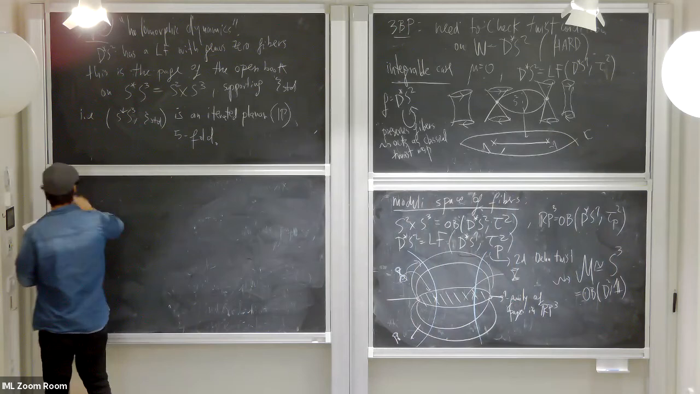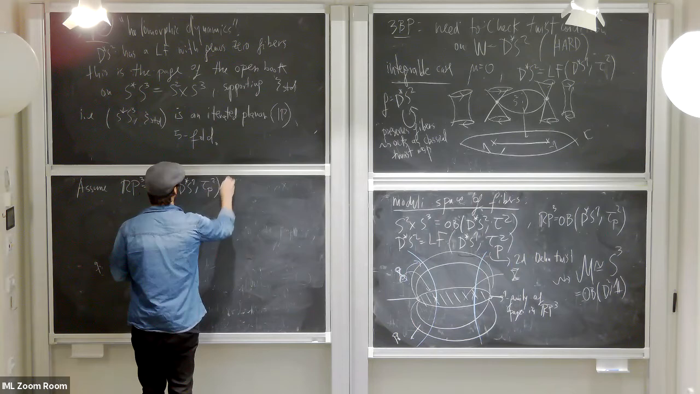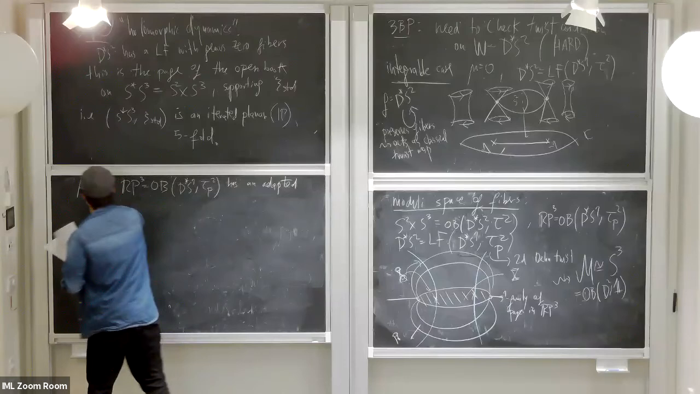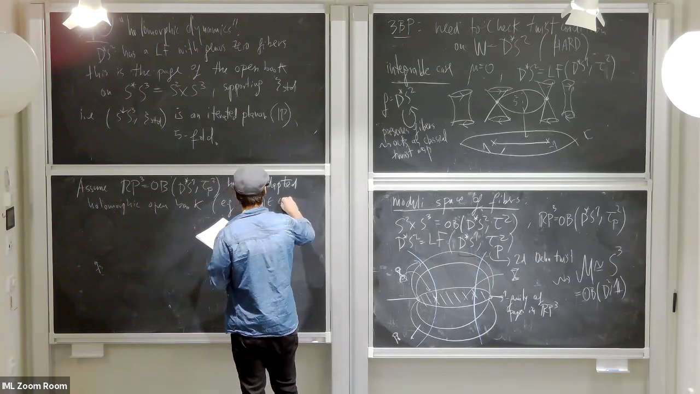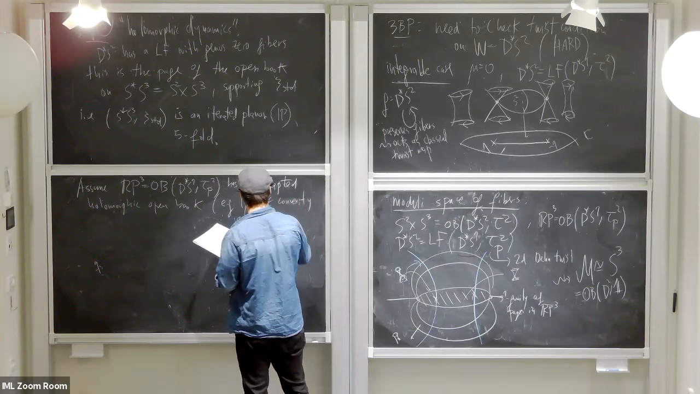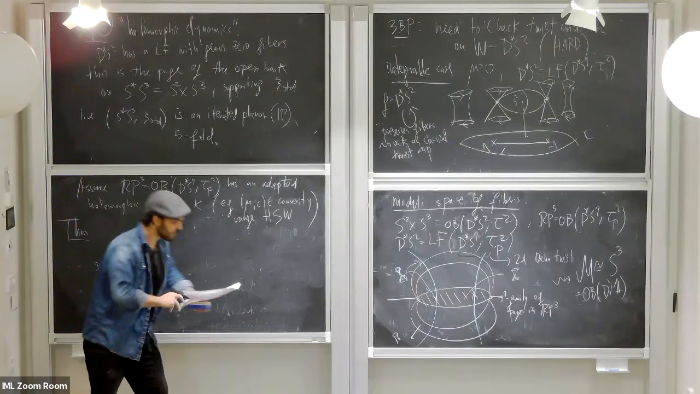So assume that RP3 has an adapted holomorphic open book, when you are in the convexity range, by the result of Hryniewicz, Salomão and Wysocki that I already mentioned. So if you assume such a thing, the following theorem takes that moduli space, this S1 family of pages, and induces a foliation which extends the foliation in RP3 to a foliation of S2 times S3.